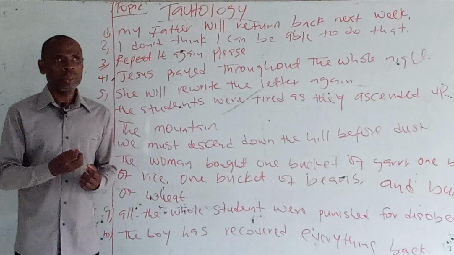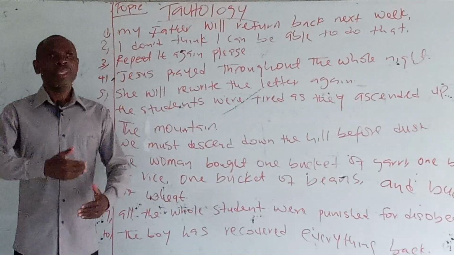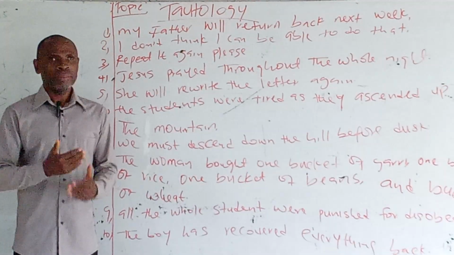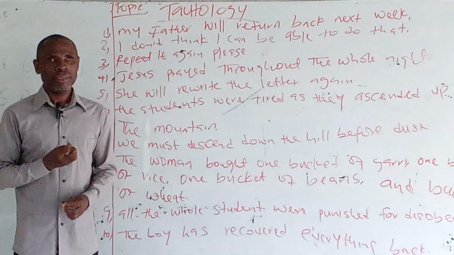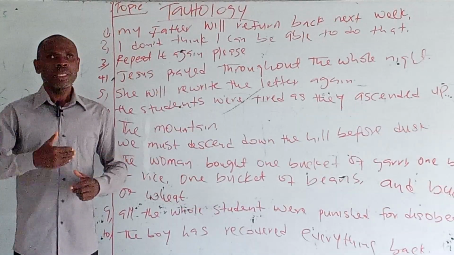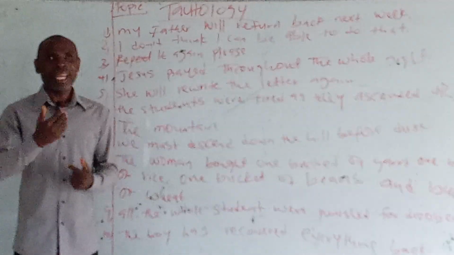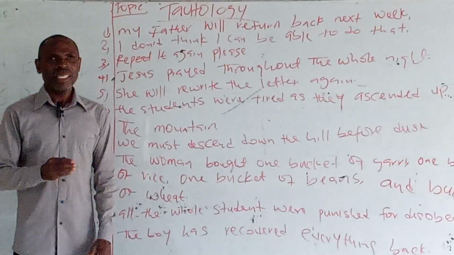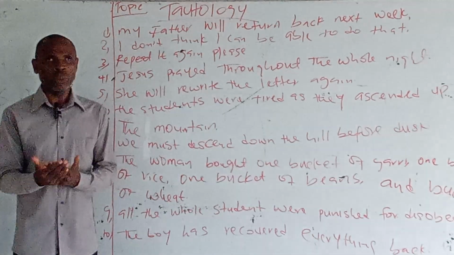Let's take a look at another example of what we mean by tautology. I went to the market. I went to Edison's place. I went to Jacob's place. I went to Joyce's place. And I went to Harry's place that same day. If you take a look at this sentence, there is too much repetition of I went to and the place.